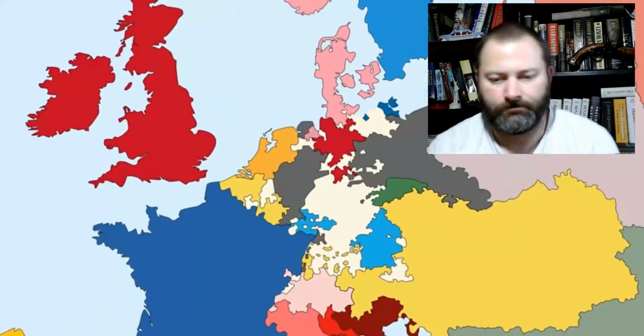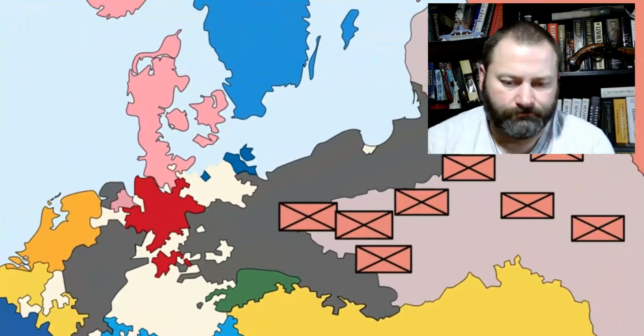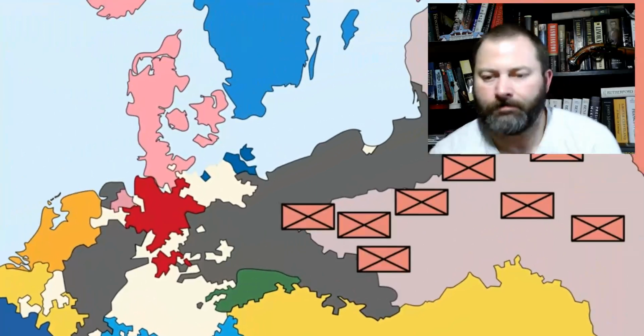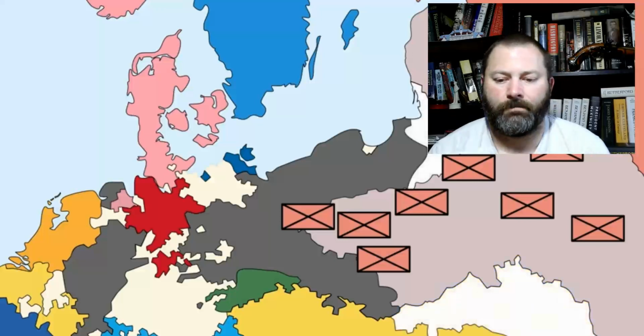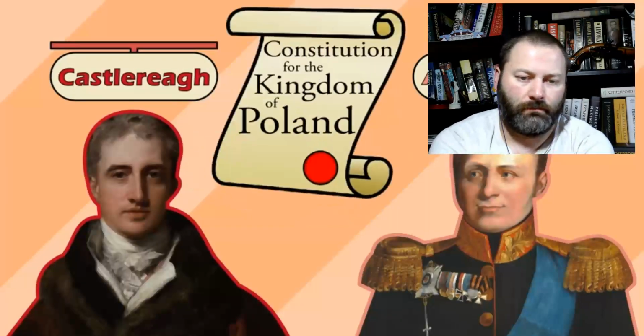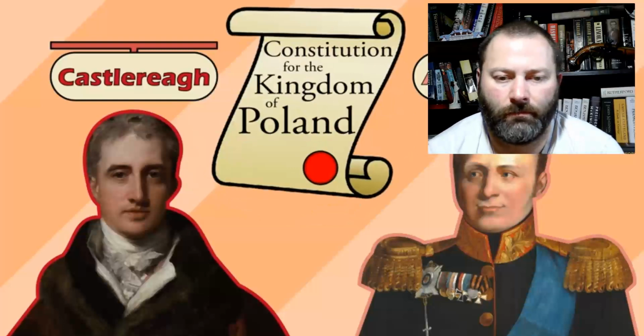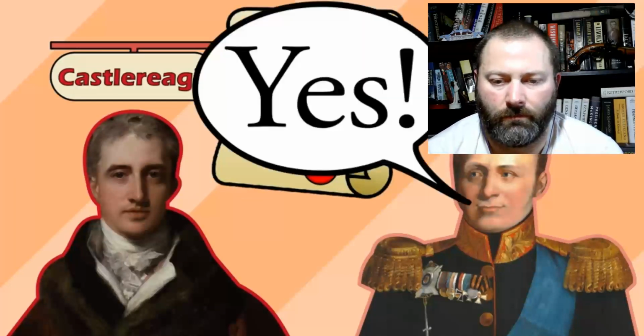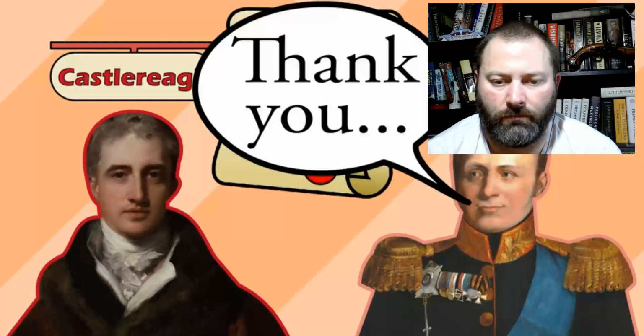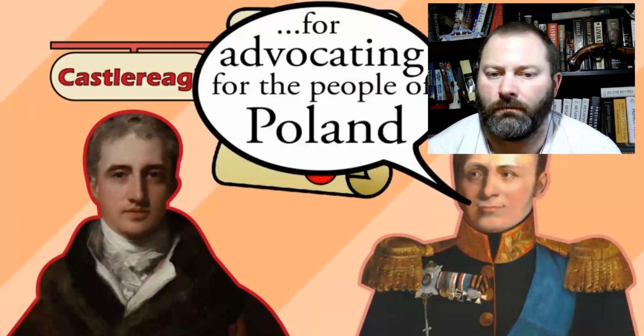But then there was still the issue with Poland. Alexander reopened negotiations by offering to let Austria and Prussia keep their Polish-speaking provinces, a real change of tune from last time. Castlereagh then called for the creation of a strong Polish constitution built upon liberal democratic values. Tsar Alexander immediately agreed and publicly thanked Castlereagh for his advocacy on behalf of the people of Poland.